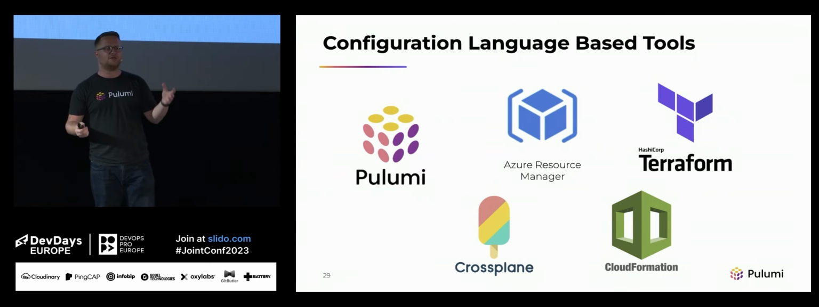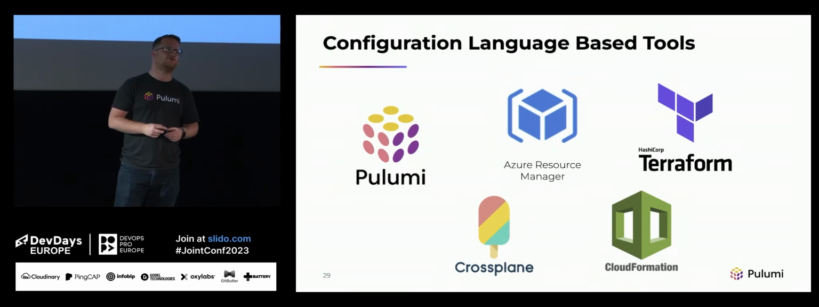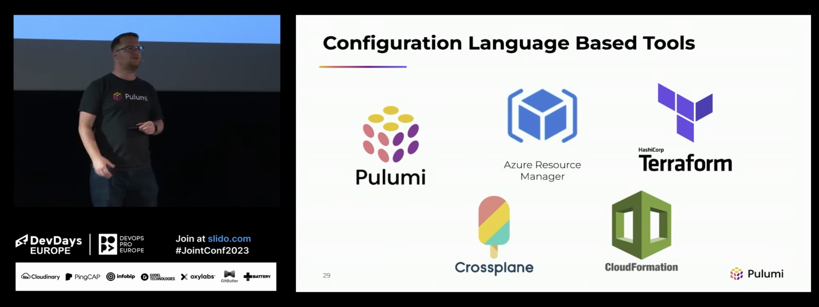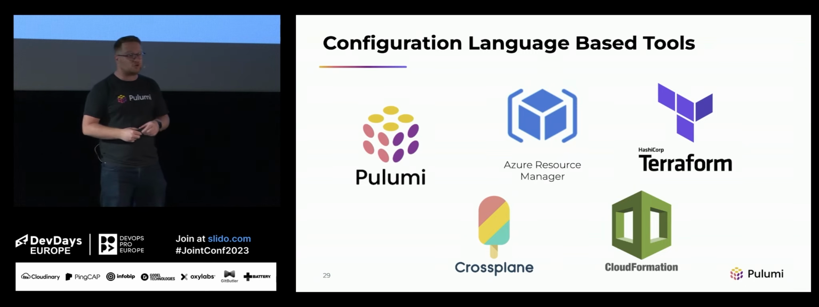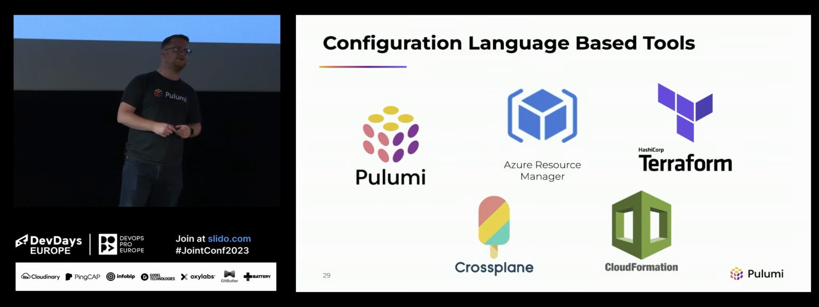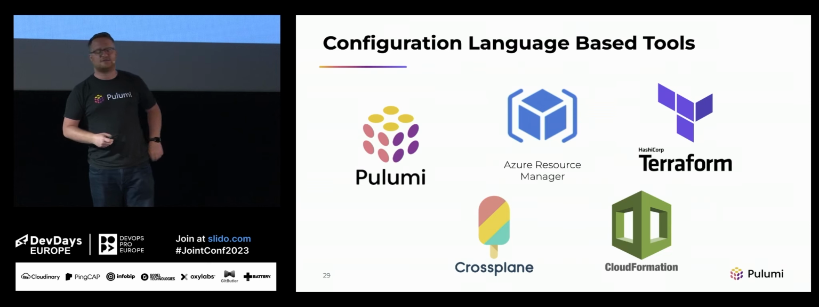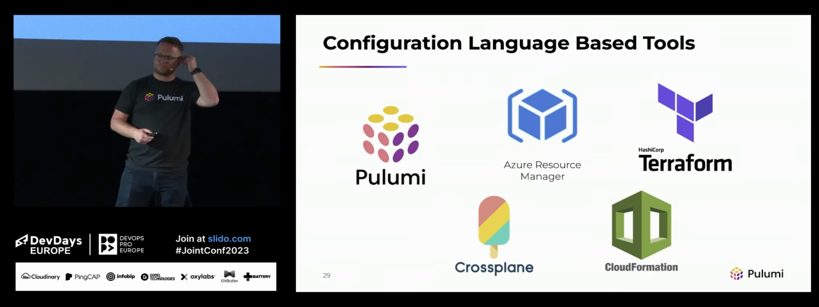Crossplane is a Kubernetes-based infrastructure as code tool that will allow you to provision infrastructure via YAML documents that you throw in a Kubernetes cluster. CloudFormation is arguably the first infrastructure as code tool and will allow you to author infrastructure in a YAML-based format or a JSON-based format. And then there's the Azure Resource Manager in Microsoft Azure, which is colloquially called ARM.